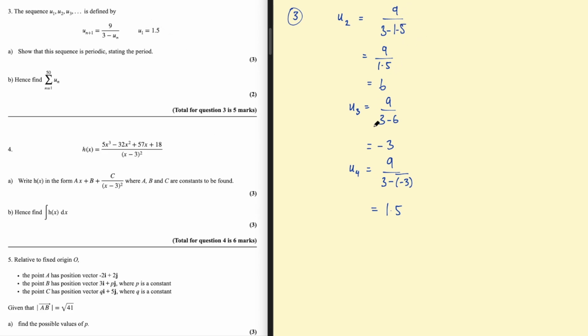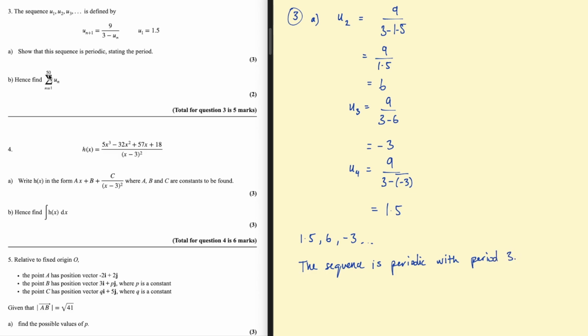And how many terms do we have? Well, the sequence looks like this. We have 1.5, 6, negative 3, and then we get back to 1.5 again. So we have 3 terms in that sequence. So we say that its period is 3. So for part A, we would say the sequence is periodic with period 3.